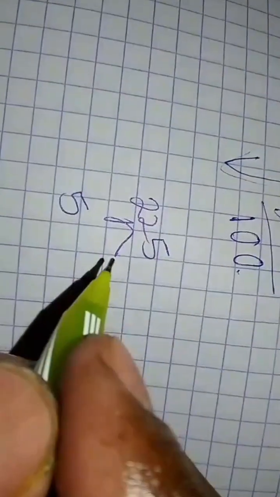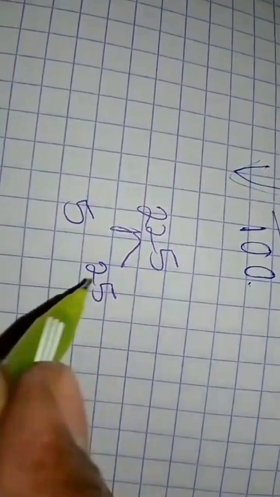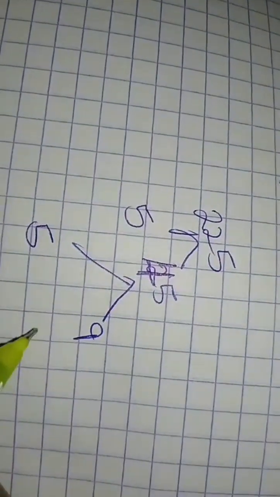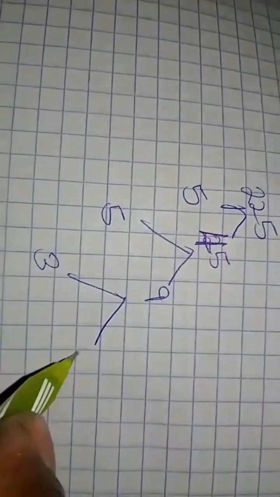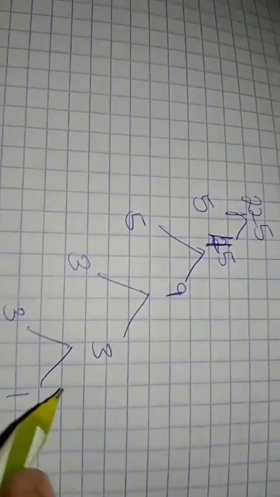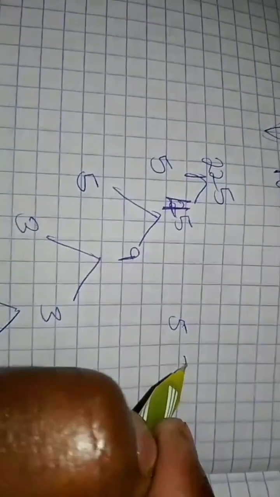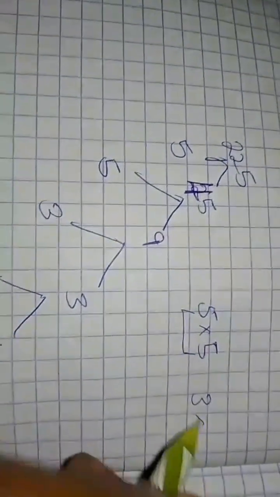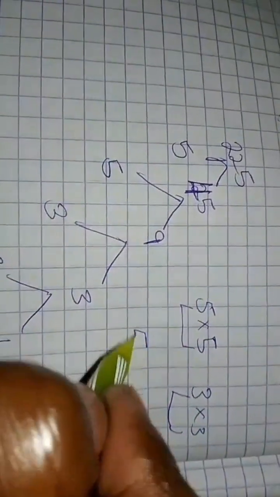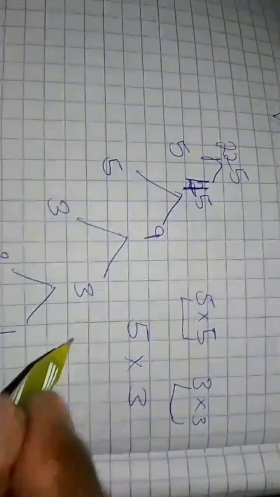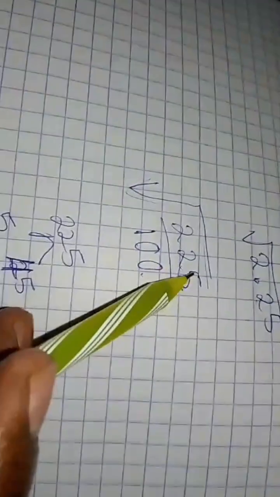So the square root of 225 and the square root of 100. The square root of 225: divide by 5 to get 45. 45 divide by 5 to get 9. 9 can be divided by 3 to get 3. Divide by 3 to get 1. So it is a pair of 5 and 5, and a pair of 3 and 3. You take one number from each, you get 5 from here and 3 from here. 5 times 3 is 15. So 15 is the answer for the square root of 225.